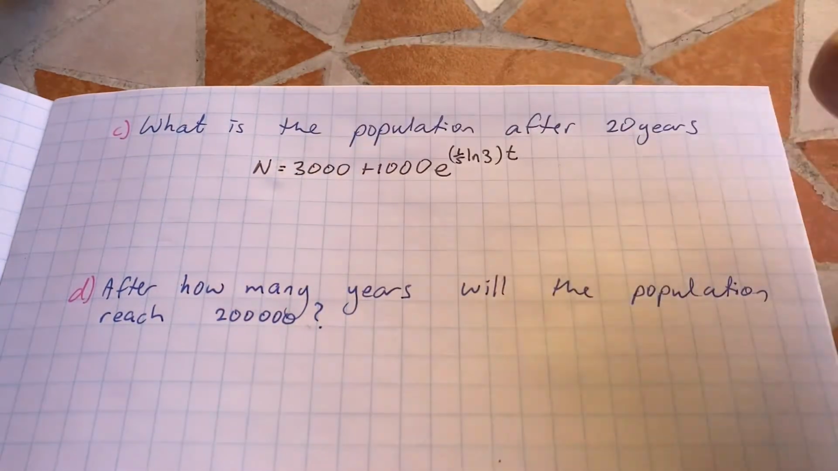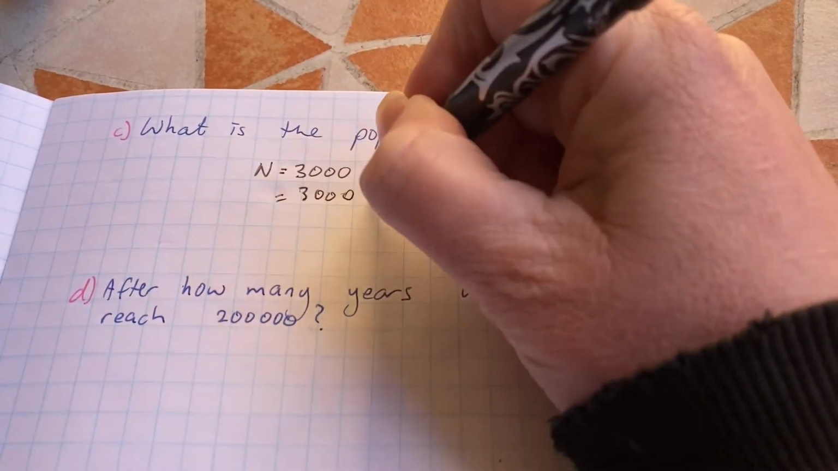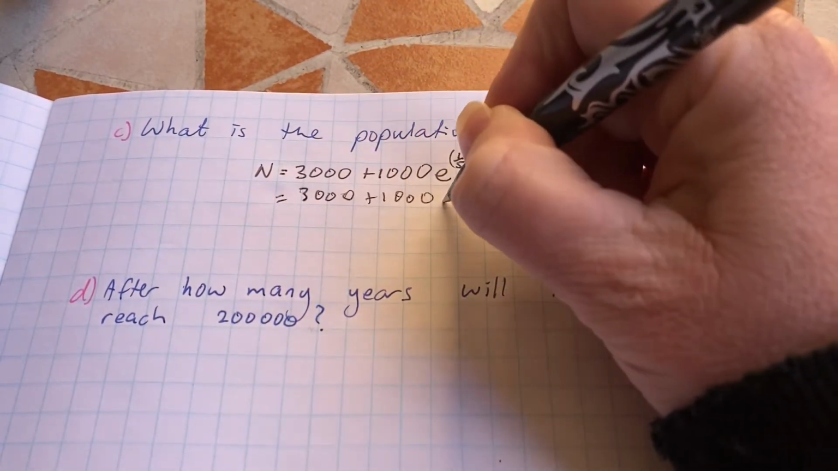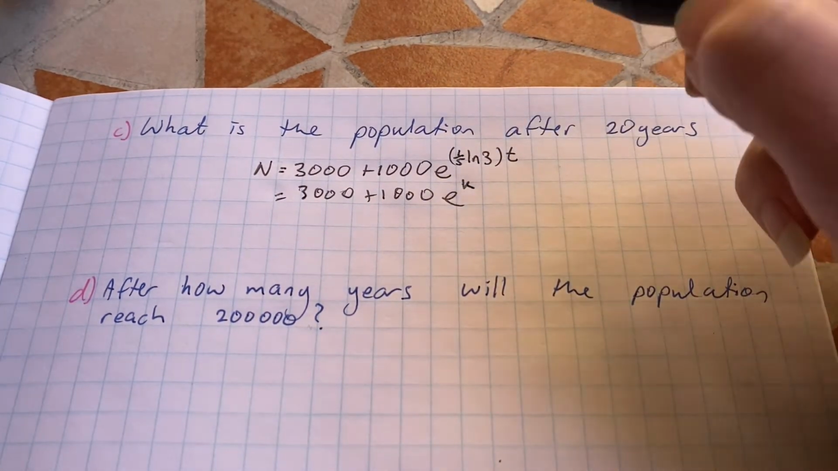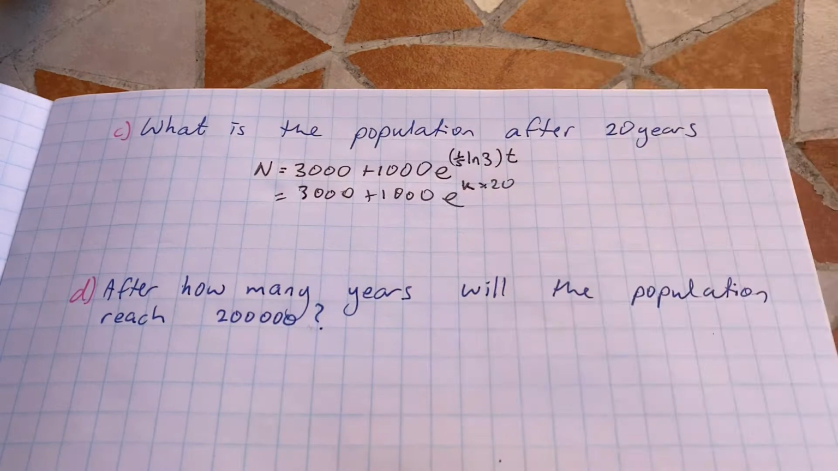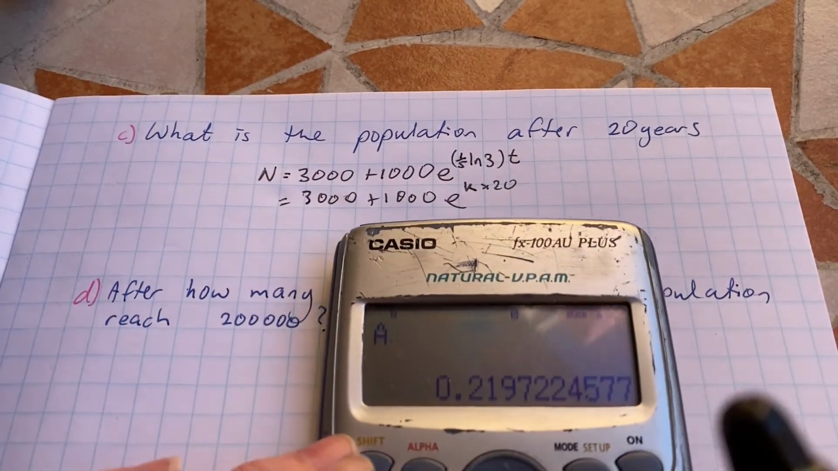So after 20 years, that's when t equals 20. So 3,000 plus 1,000e, I'm just going to put k there, times 20. Now I'm going to use that number that I stored in the memory of my calculator to calculate this.